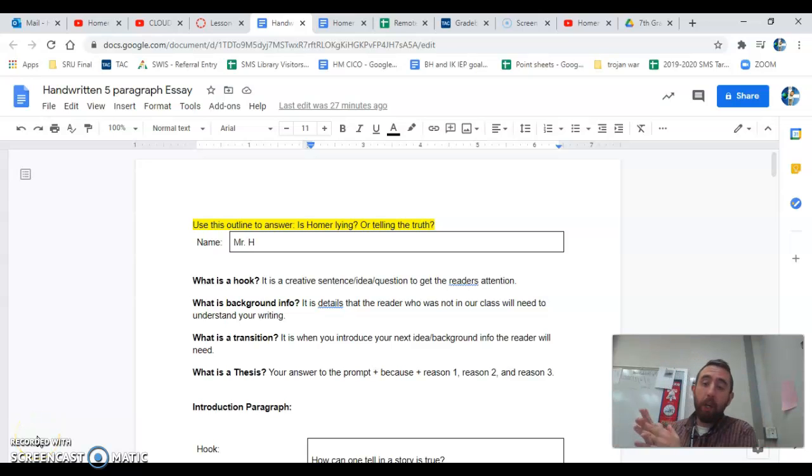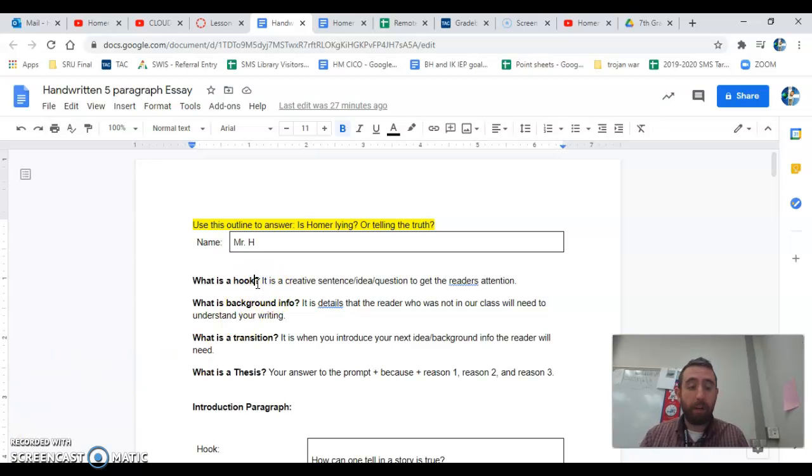We are still working on our Homer essay. Okay, the Trojan War essay. Is Homer lying or is Homer telling the truth? We've watched our documentary together. We've read an article together. We've done a lot of research. You guys have organized your evidence into truths and lies. And we started filling out our outline.